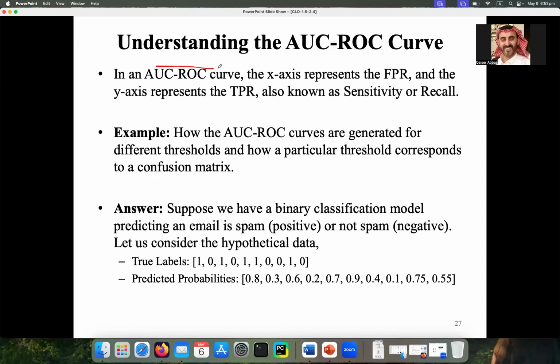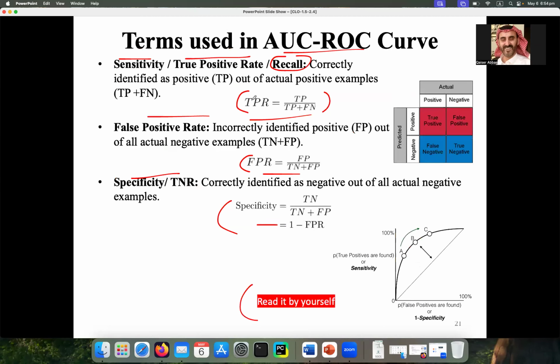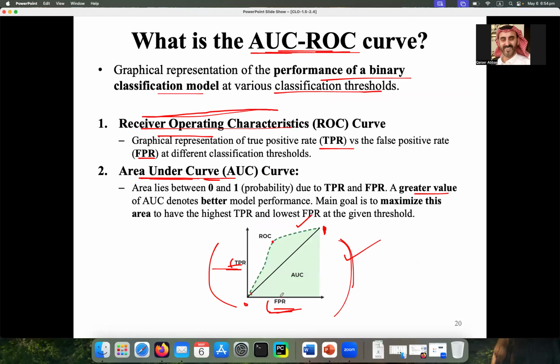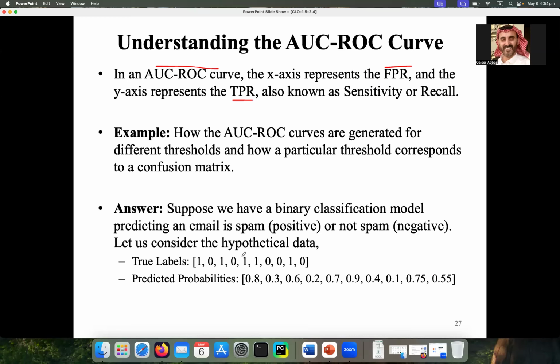If we have an AUC-ROC curve, we know that on the x-axis we have the FPR, and on the y-axis we have the TPR. This is FPR, this is TPR. This is what we know, and anyhow, this is just a definition.